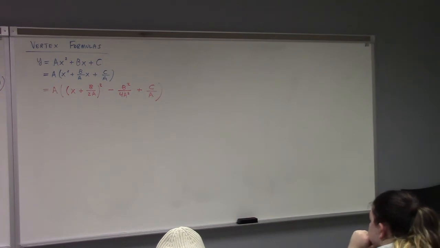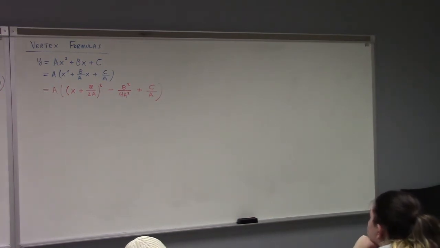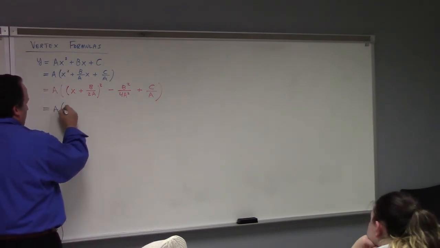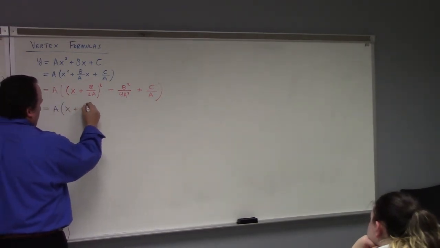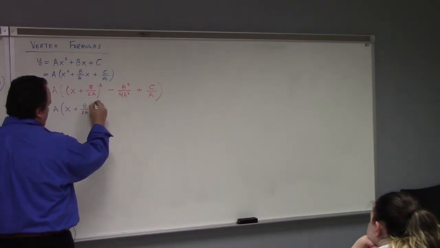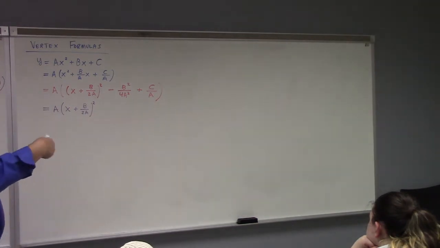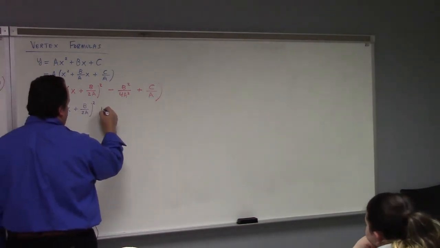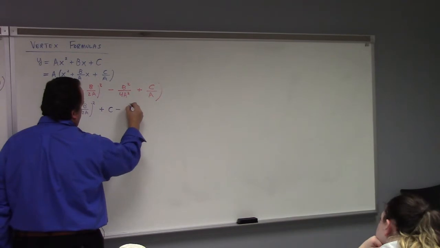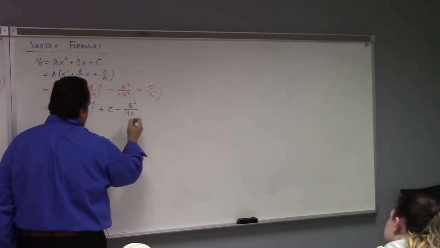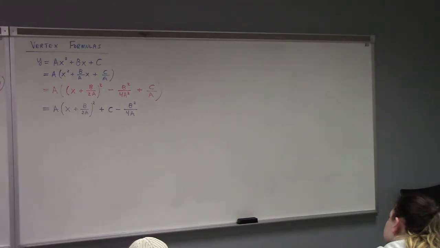Now what? Now I'm going to clean things up a bit. I'm going to leave the a here. I'm going to write x plus b over 2a there, and square that. Then I'm going to multiply this a through these two terms, and put the c first because it's prettier that way. So plus c minus b squared divided by 4a. I just multiplied a back through. That's all I've got to do.